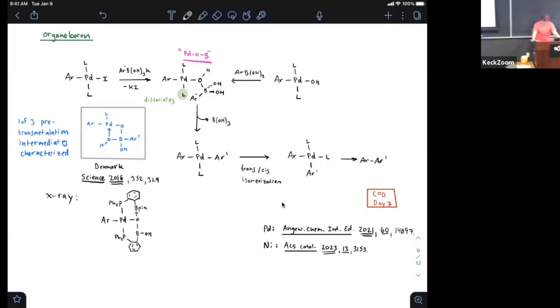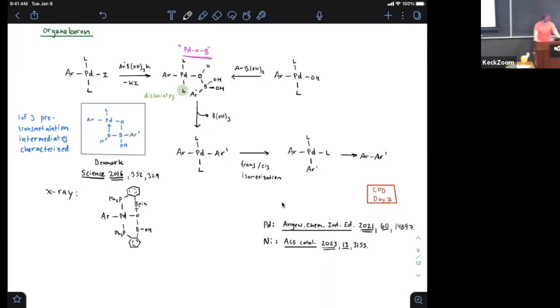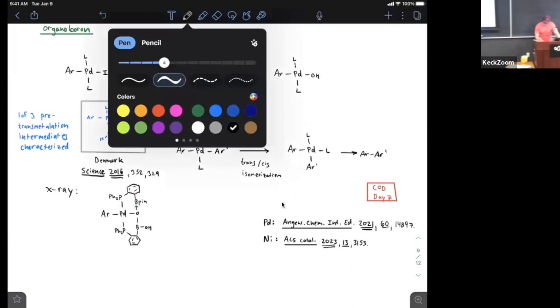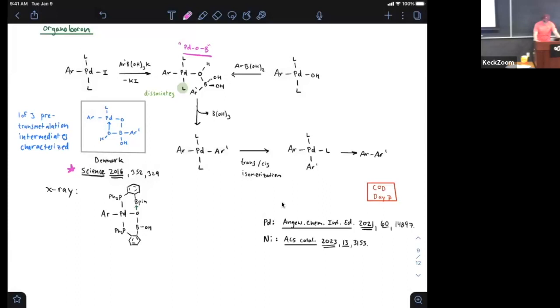There had been proposals in the literature, but the rigorous pinning down of the mechanism and characterization of the key pre-transmetallation intermediates was largely absent from the literature. And there was a really important contribution from the group of Scott Denmark in 2016 that I highlight here that actually for the first time rigorously characterized these intermediates. And the key intermediate in question is the one shown here, the so-called pre-transmetallation Pd-O-B intermediate that is formed prior to the incoming aryl group being transferred to the metal center.